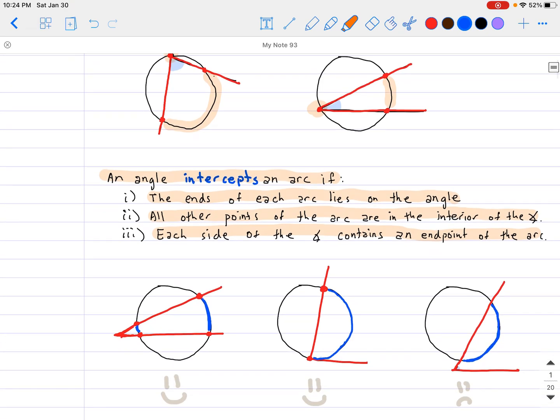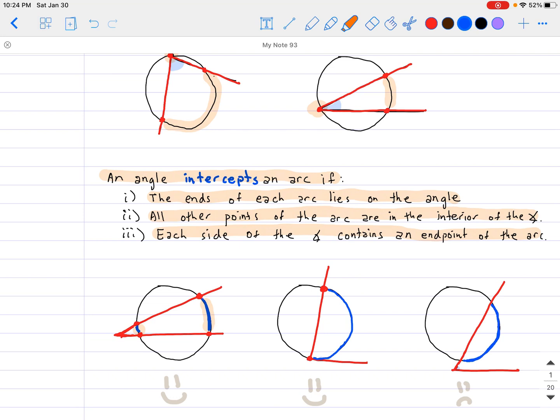In the first case, you have an angle where you can see that there are two intercept arcs right there. Now, note the first one is actually not an inscribed angle because the vertex is not on the circle. So be careful about that one.